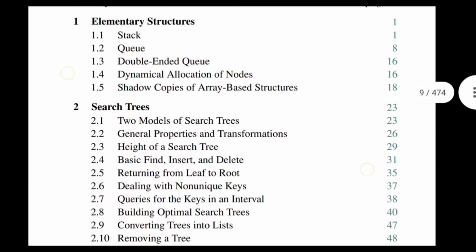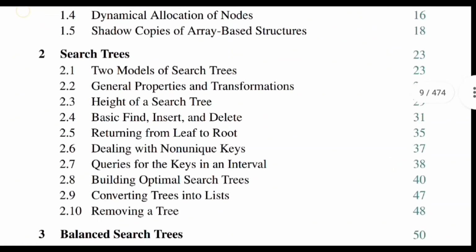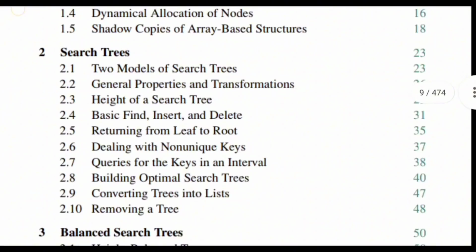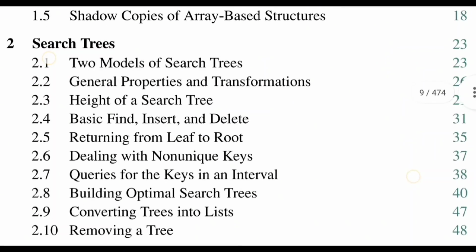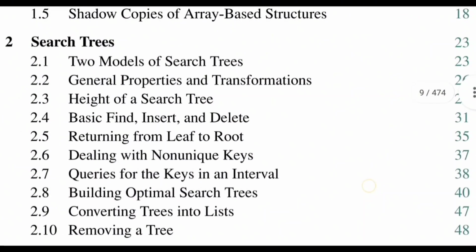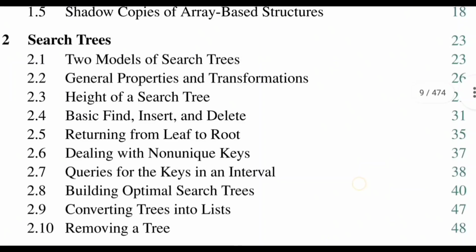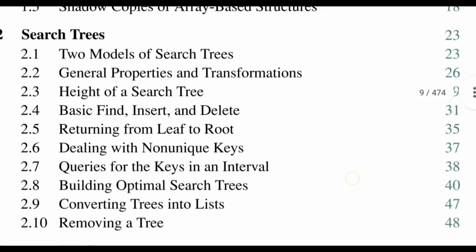First one is search trees. Chapter 1 is search trees. In that we have many topics. 2.1 is two modules of search trees. 2.2 is general properties of transformation. 2.3 is height of the search tree. 2.4 is basic find, insert and delete. That we already discussed in our BE.